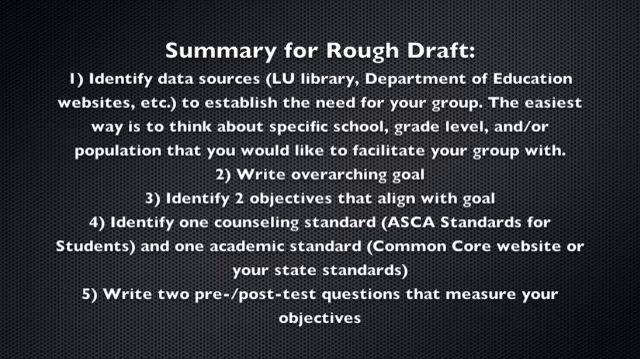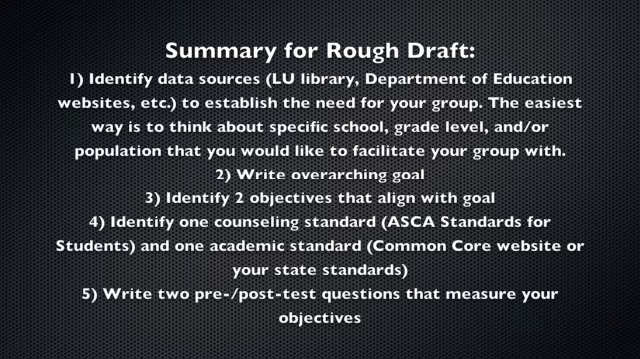So to summarize, there are at least 5 things that you could be doing to prepare for your rough draft and for our first time together. First, identifying your data sources, again through the Liberty Library site, through the Department of Education websites for either Virginia or your specific state, or other sources. Again, this is to establish the need for your group. I think the easiest way is to think about a specific school, grade level, and/or population you'd like to facilitate your group with. Therefore, you can apply those filters when you're searching for data sources.